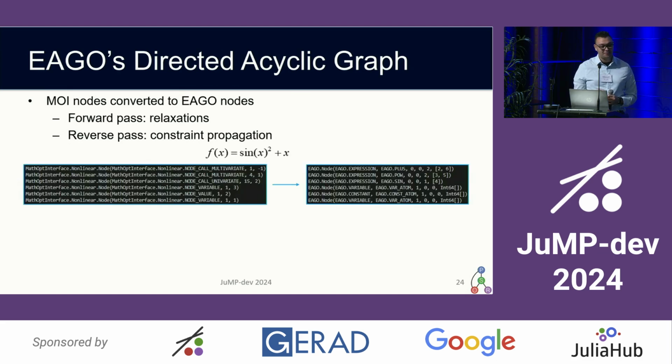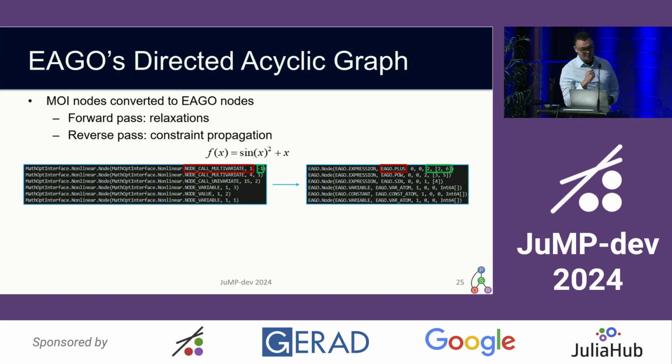So here's an example comparing what MOI stores and what EAGO stores. So this is sine of x squared plus x. You can see they're very similar. Matt kind of got inspired by MOI to just replicate what they have and add a few things. So the differences here are the operator registry, and JuMP stores the parent information, but EAGO stores the children information.